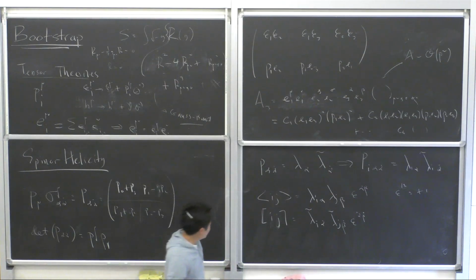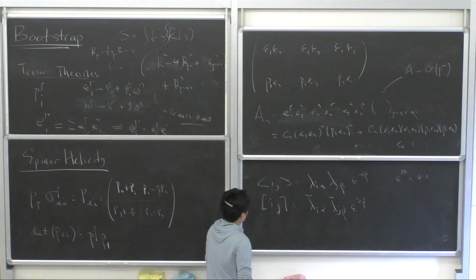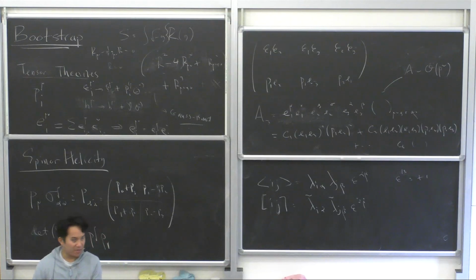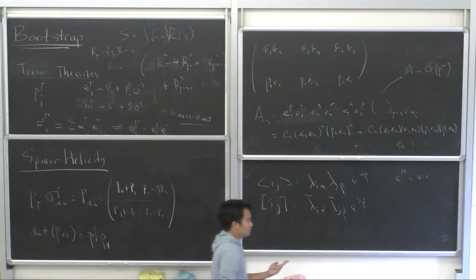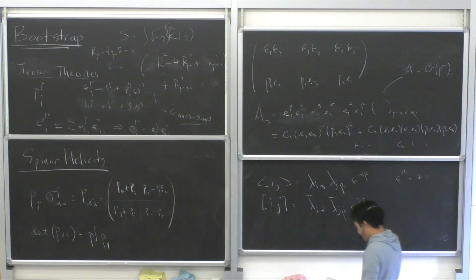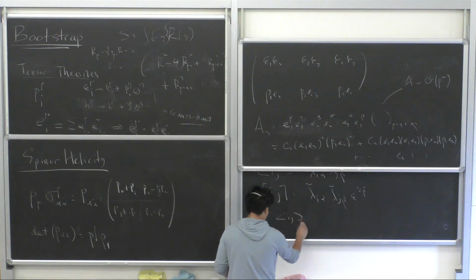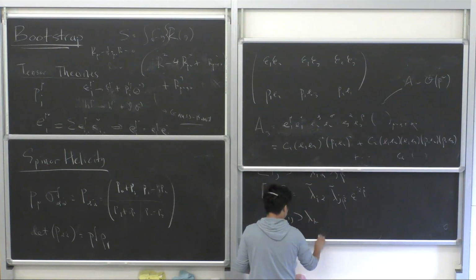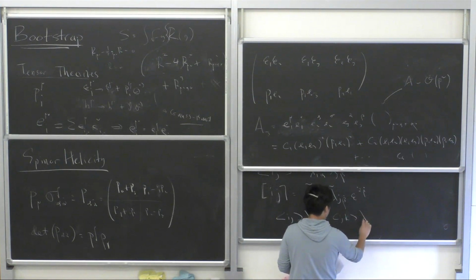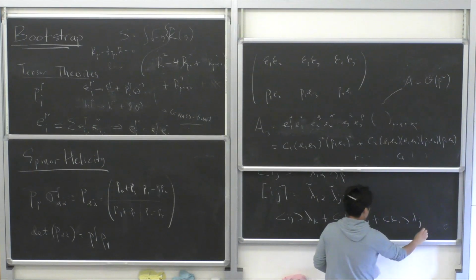The essential and only identity that you need to know, since these are two-component vectors, is the fact that any three two-dimensional vectors are linearly dependent. In a two-dimensional space, any three vectors are linearly dependent. That identity has a name: it's called the Schouten identity. It looks like this. It says if I have lambda i, lambda j, lambda k, then this particular combination of these is 0.